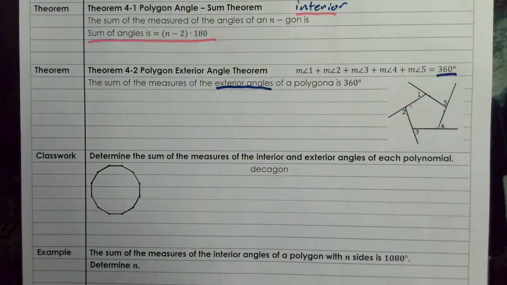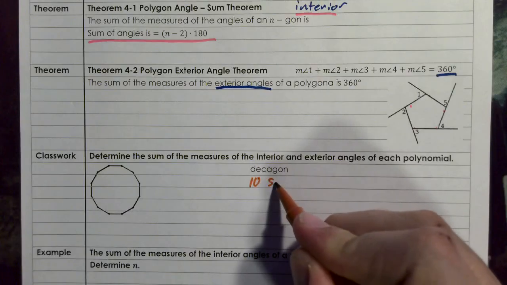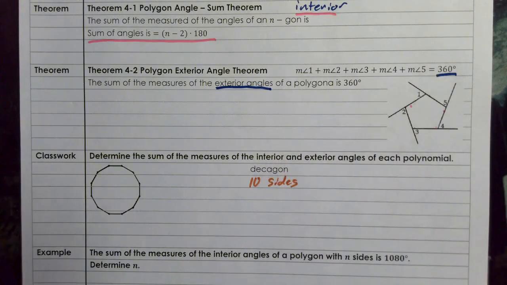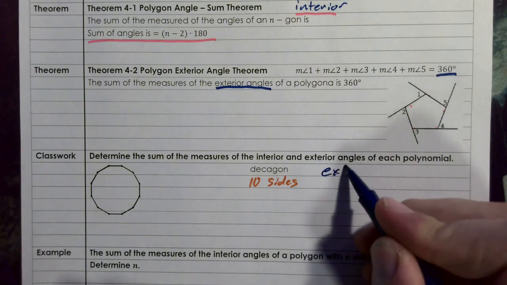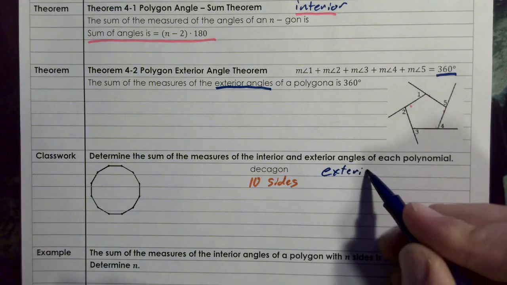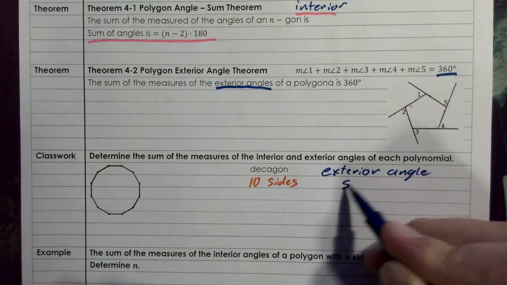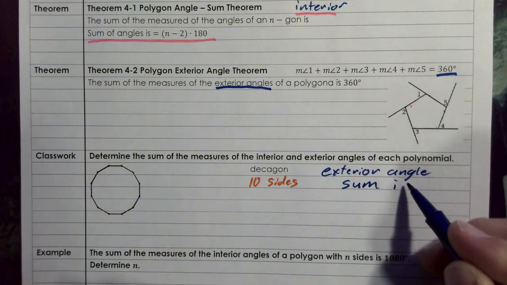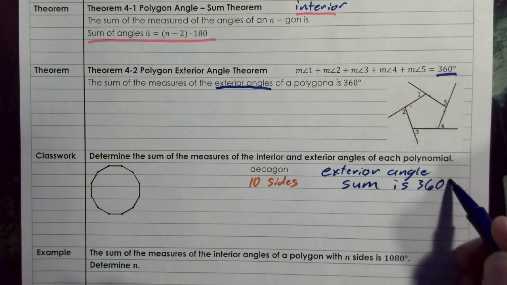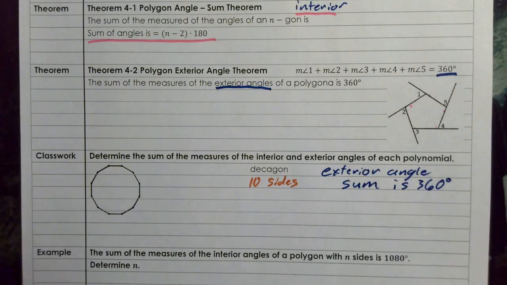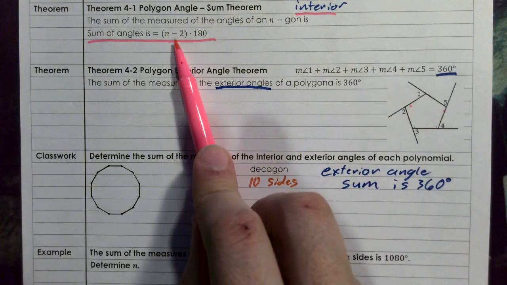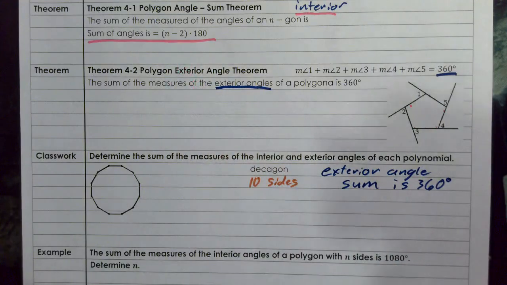Decagon is talking about a shape that has 10 sides. So if we wanted to do the exterior angles, I don't have to do anything fancy. It's going to be 360 degrees. I don't even have to check. It's just 360 for the exterior angles. The interior, though, I have to do this little formula.